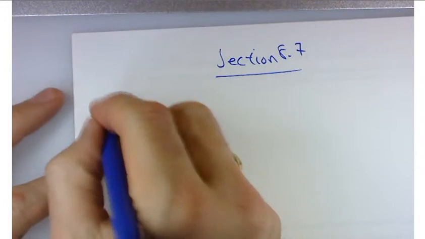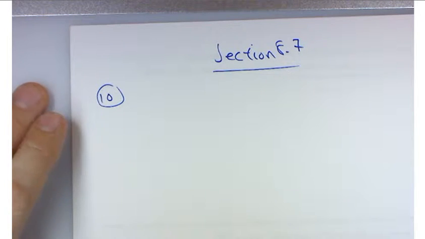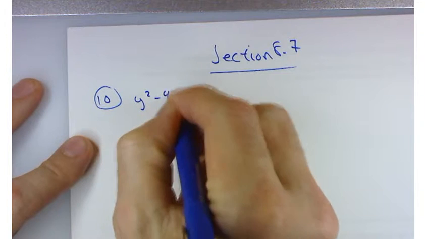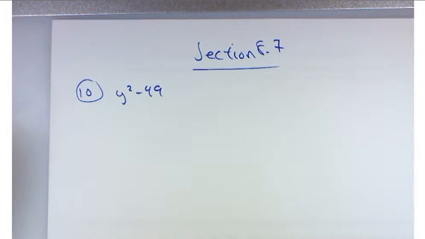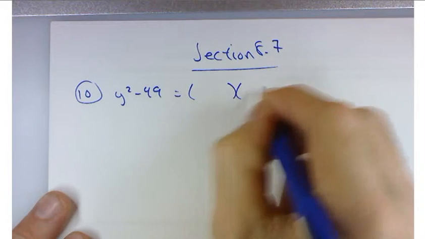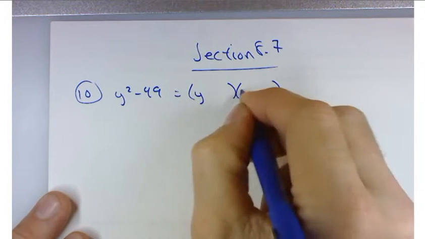So, problem number 10. y squared minus 49. There's no GCF. There's just two terms, and we're subtracting them. So start thinking about the difference of squares formula. It's helpful that on the left-hand side of the board, I've got the first 20 perfect squares written. You should recognize numbers like 49. Do you have to have them all memorized? No, but it's certainly convenient.